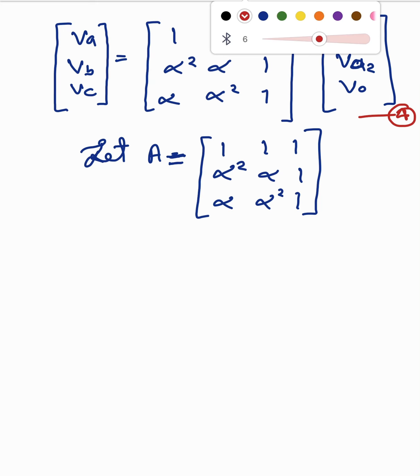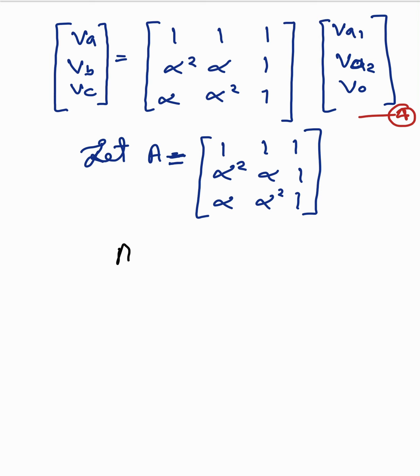Next is how to calculate the A inverse. The basic formula for the A inverse is the adjoint of A by the determinant of A. So from this we have to calculate the A inverse. First of all we have to calculate the determinant of A. Determinant of A means we have to calculate the values for these parameters. So first of all we are calculating the determinant of A.